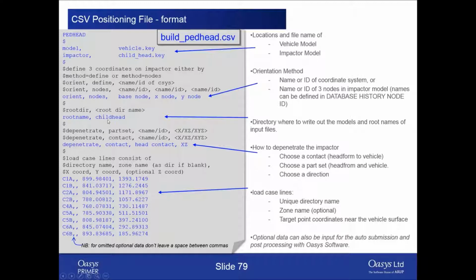You've got some information as to where the output files will be written. Then we've got depenetration information. So this is when you position the impactor. Generally, you will have to depenetrate it from the vehicle that you're positioning it against. So that's information here. And then finally, at the bottom, you've got the load case line. So these are the target points. It's the list of the target points that you want to move your impactor to.